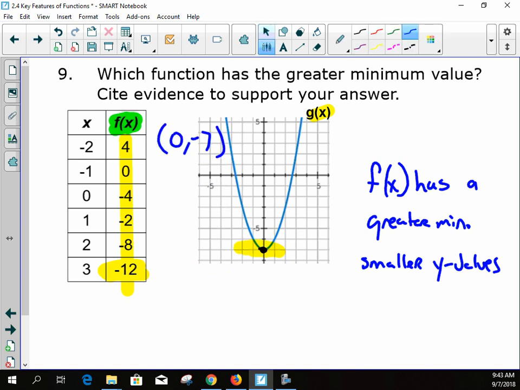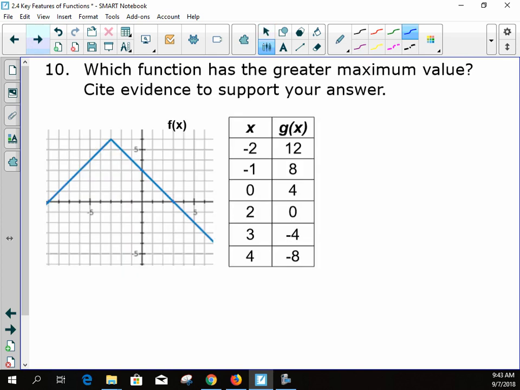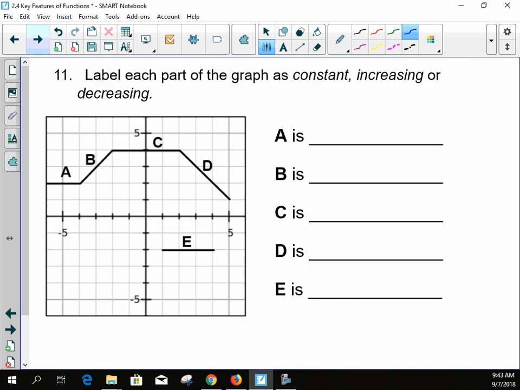So negative 12 here. So that one's going to have a greater minimum. Same thing here. You can do this. Oh, this is easy. What do you call this right here? Say it louder. Constant. What do you call this? Increasing. What do you call this? Constant. What do you call this?